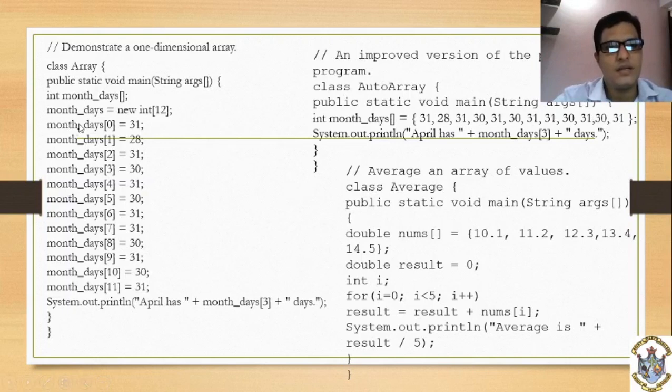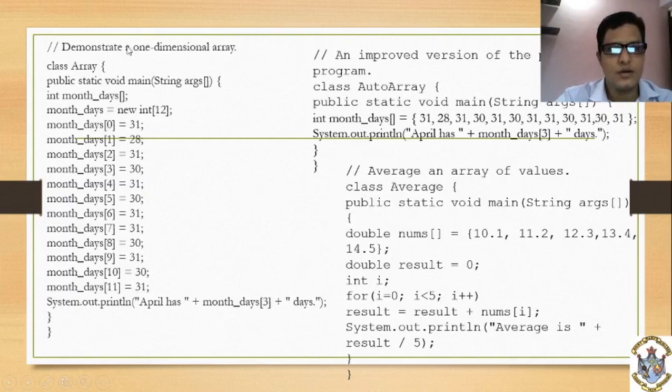Right, now I'm assigning the value month days of 0th location, which means January. January consists of 31 days. February consists of 28 days. March, April, May, June, July, August, September, October, November, December. Then what is this line of statement called? This line of statement is called initialization of an array. Afterwards, I am displaying one output statement. If you see here, System.out.println April as plus month days of 3 plus days.